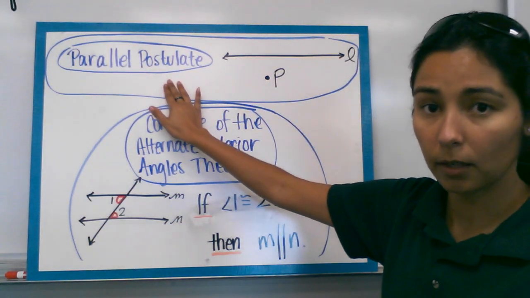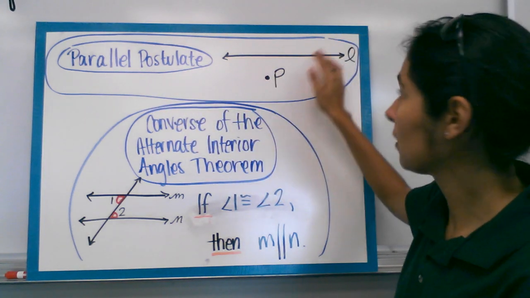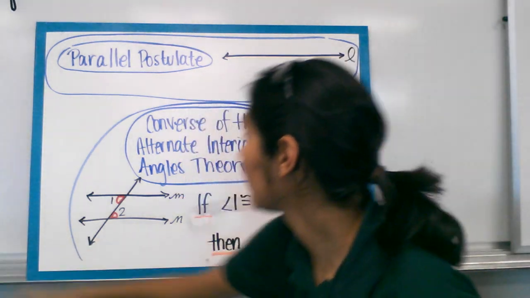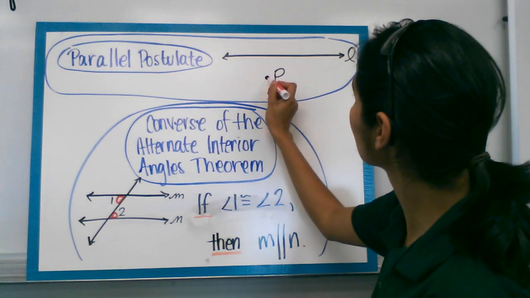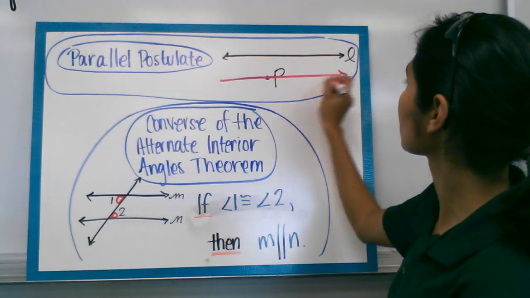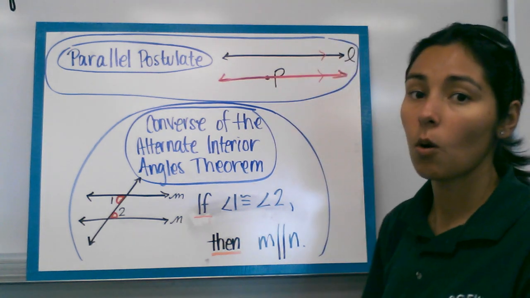There's something called the parallel postulate. It says that if I have any random line L and any random point P, there's exactly one line that I can draw through that point that's going to be parallel to the original. Only one line.